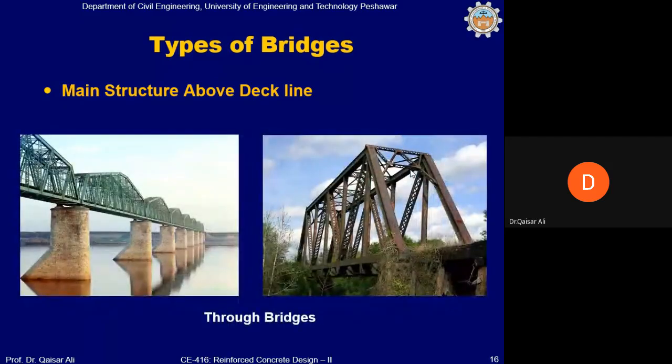This is another type of bridge where the main structure is above the deck line. These are called through truss bridges. You can see that the trusses are provided above the deck, on both sides of the bridge. You can see this is a continuous through truss bridge, and this is a simply supported through truss bridge.